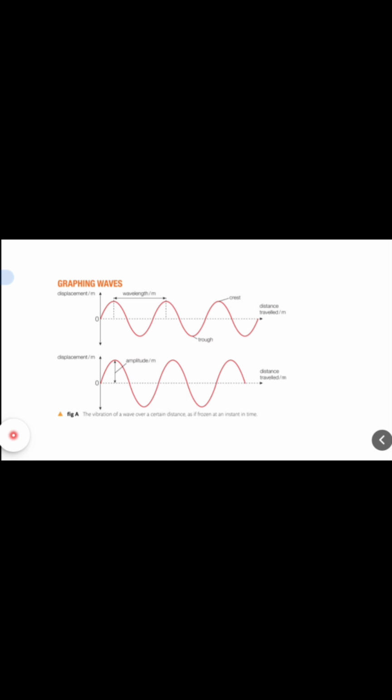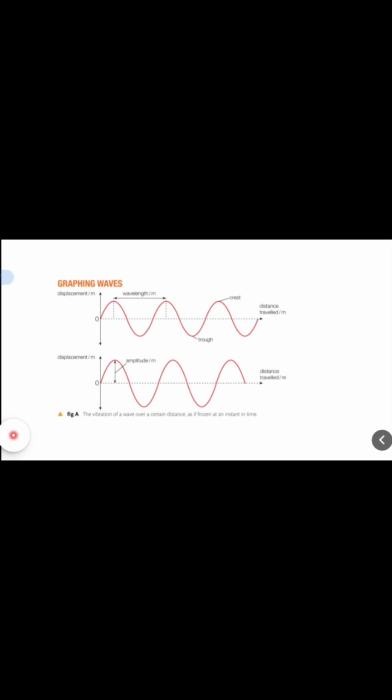Basically we have two types of graph. The first one is the distance and displacement graph. Here is the distance traveled of this wave, so it is showing the wave at an instant. Let's consider examining the cross-section view of water waves.